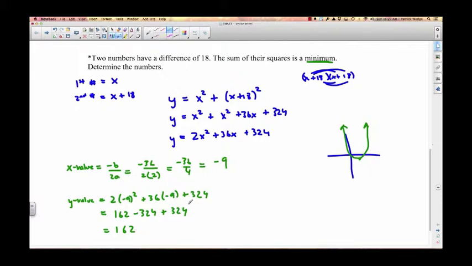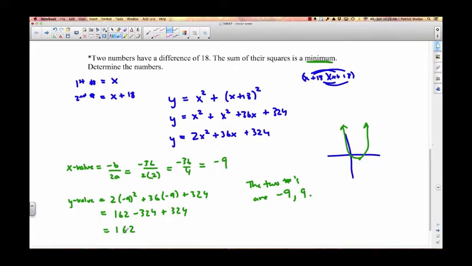Alright, let's take a look at what we're trying to find. We're trying to find the two numbers. Are these the two numbers, negative 9 and 162? No, they're not. The two numbers are negative 9, we found that one. What's the second number? Well, remember, to get the second number, we do this. We take negative 9 and we add 18. Negative 9 plus 18 is positive 9. So the two numbers are negative 9 and 9.